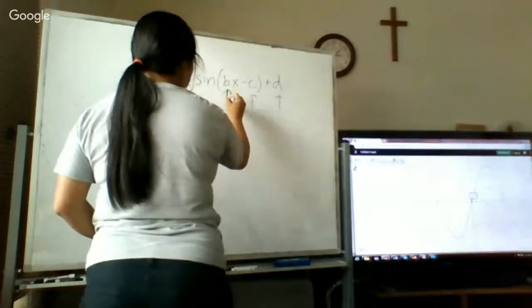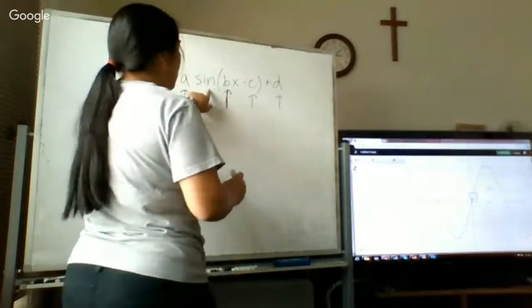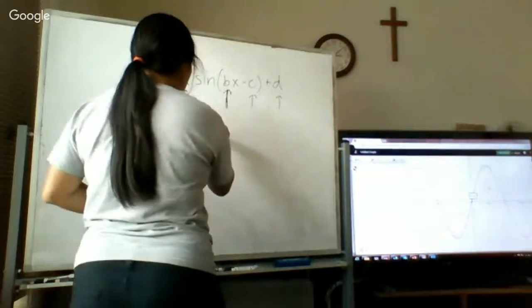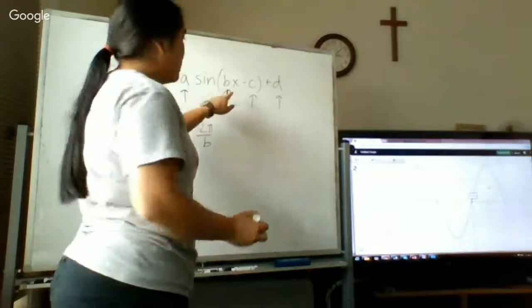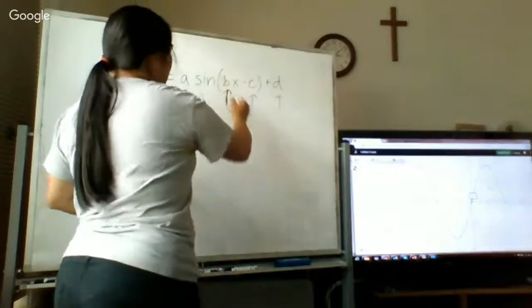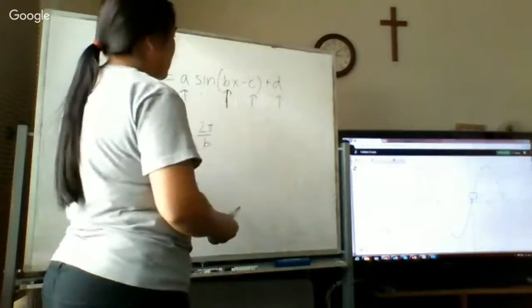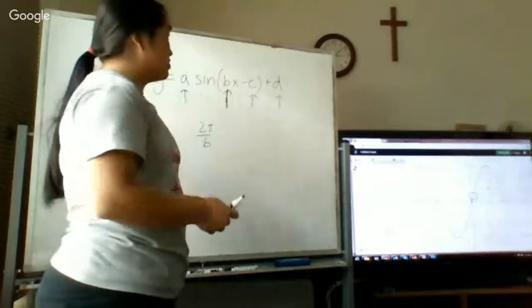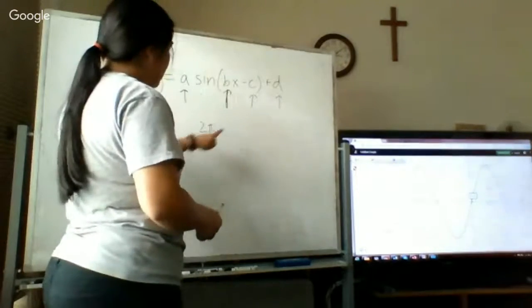This letter B is going to help you find the period. For any sine function, the period is going to be 2 pi over b. 2 pi over b. Okay? And b, if we're thinking about it in terms of the transformations we've been doing, it's a horizontal stretch and compression factor, but we're thinking of it in terms of the period right now.